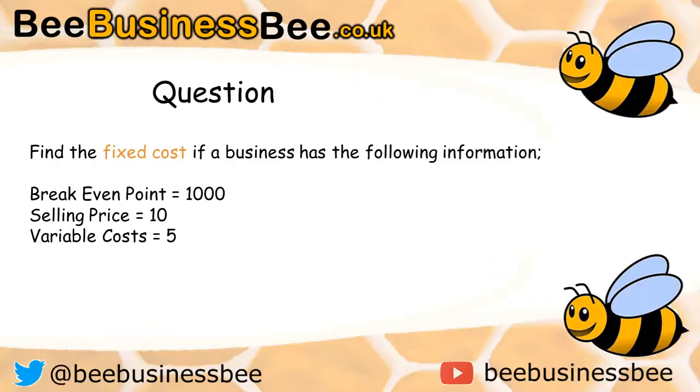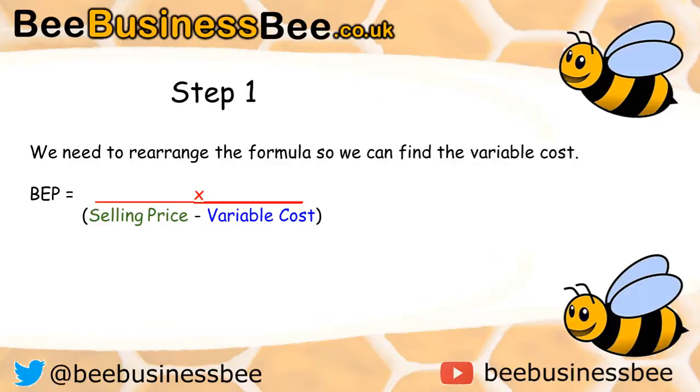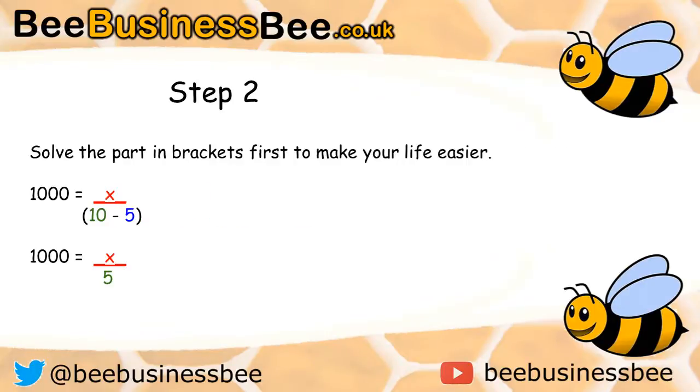Lastly, we might get a question that says, find the fixed costs if a business has got the following information. For example, a break-even point of 1,000, a selling price of £10, and a variable cost of £5. Now this is one of the easier ones to solve, but first we've got to rearrange the formula. So the break-even point equals X, which is now going to replace our fixed costs, divided by the selling price minus the variable costs.